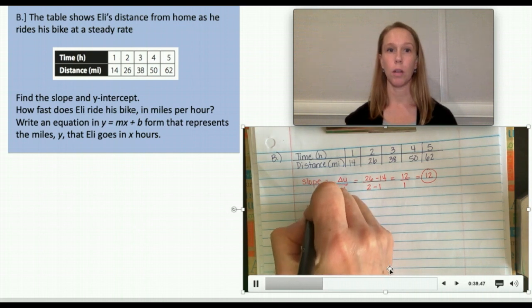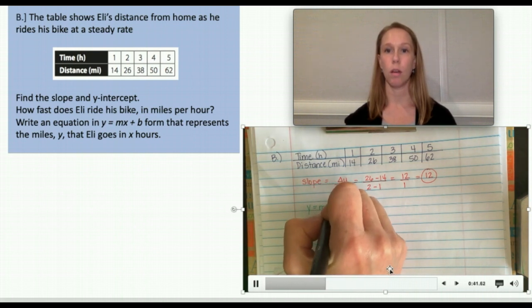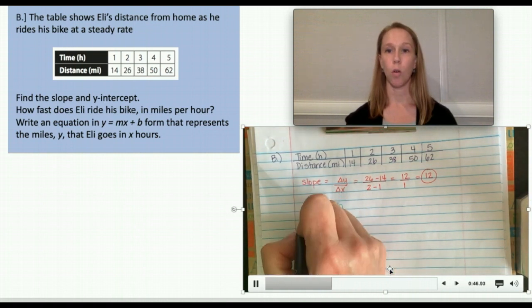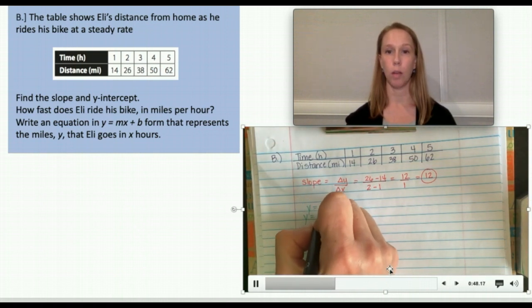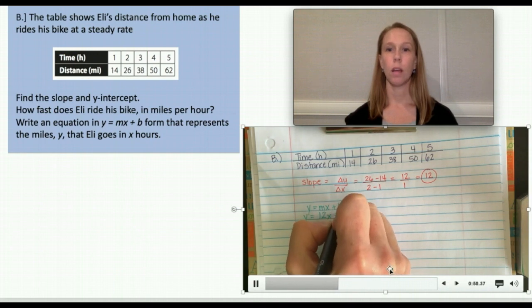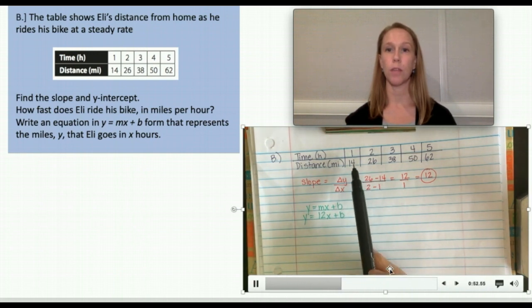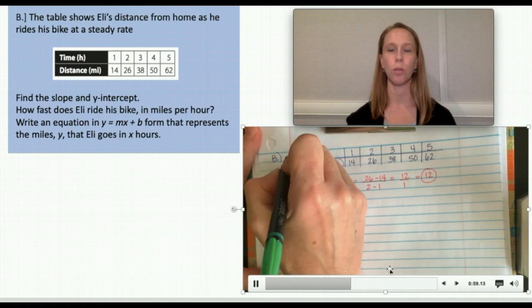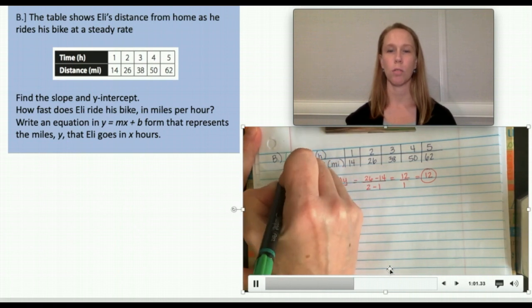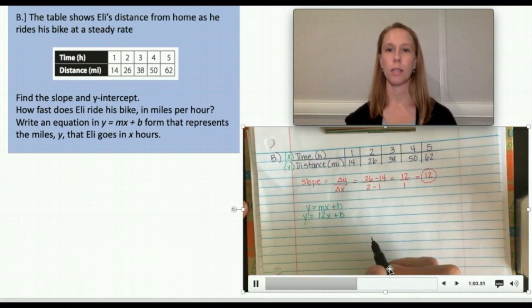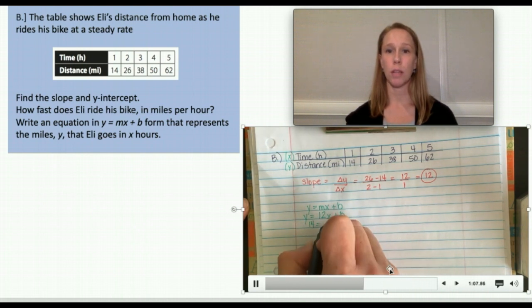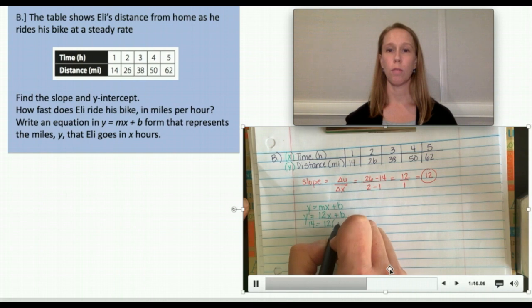So now I'm going to go in and write my equation, y equals mx plus b form, starting with my slope, which I now know is 12. And I'm going to start with 12x plus b. To figure out b, I just need to choose 1 xy value, or 1 coordinate pair, getting my words mixed up. And I'm going to say time is x, distance is y. I can choose any of those, so I'm going to pick the easiest one. And I'm going to use (1, 14).